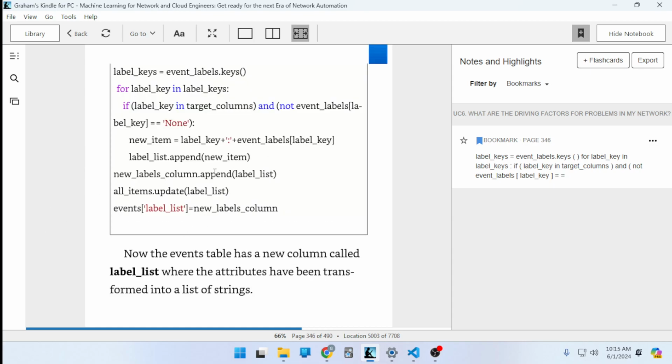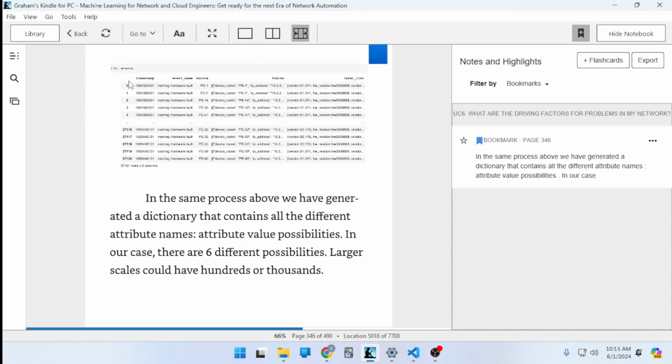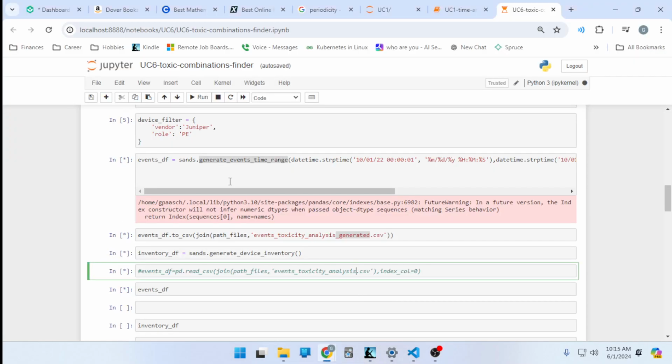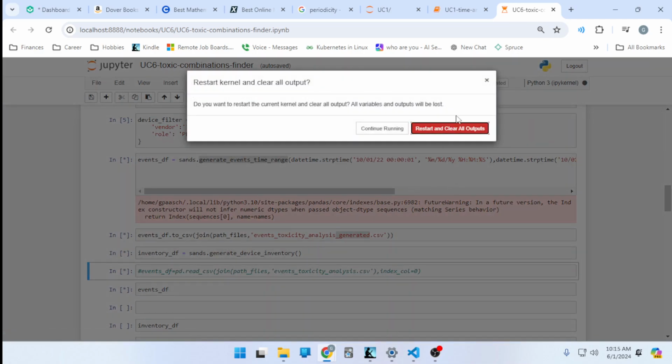So now the events table has a new column called label_list, where the attributes have been transformed into a list of strings. All right, so advancing the bookmark, and we can see the events table printed out there. So, yep, this is just taking way too long. So what we're going to do is restart and clear all output.